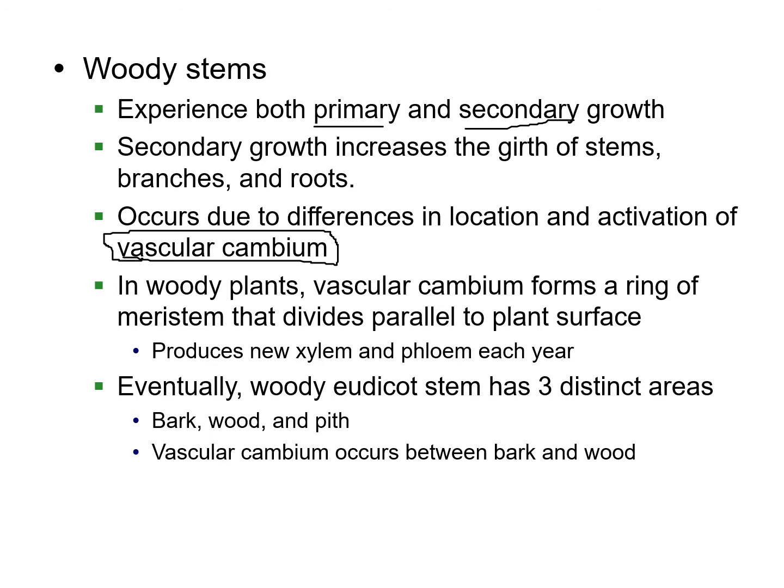Okay, and so it forms these rings, and it produces more xylem and more phloem every year. Okay, and that's what allows it to pretty much stay growing. It stays parallel from the plant surface. And then of course, you've got the bark, the outer portion, the wood is the middle, and then that pith is the very center. Okay, and that vascular cambium, that's the one that gets between the bark and the wood that allows for more separation.